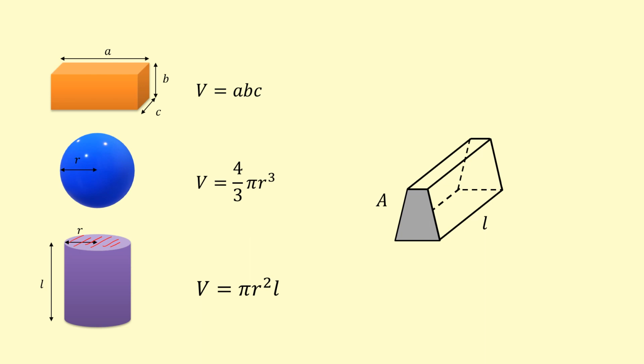And to be honest, you can use it for any shape as long as you work out the cross-section area first. So in this case, the trapezium, and then you just multiply by length. You can work out the volume of any shape like this.